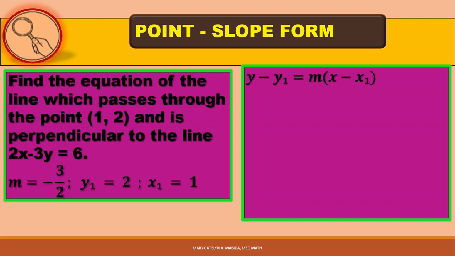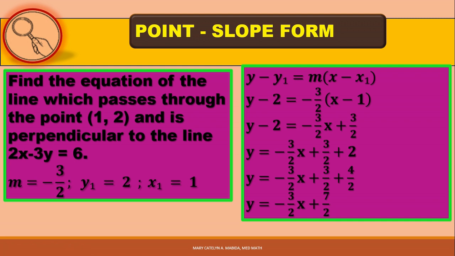So, given our y sub 1 is equal to 2, and our x sub 1 is equal to 1. We have here our equation y minus y sub 1 is equal to m times the quantity of x minus x sub 1. Y minus 2 is equal to negative 3 over 2 times the quantity of x minus 1. Remember the rule in multiplying integers with the same sign. Negative times negative is positive. So, negative 3 over 2 times negative 1 is positive 3 over 2.